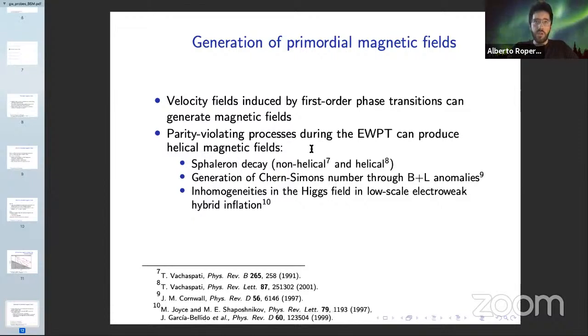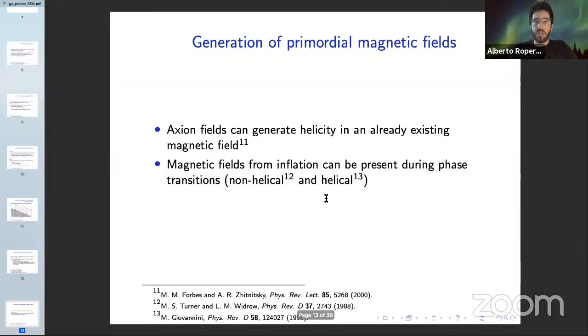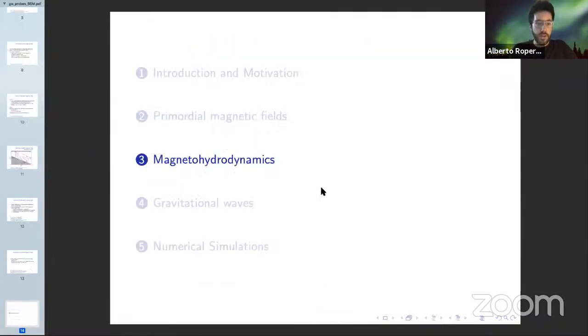We expect them to be helical. One way to obtain these magnetic fields, for example, would be due to the velocity fields that are induced by first-order phase transitions that have already been discussed in much detail. And since these would be strongly coupled to the magnetic fields, there could be a generation of magnetic fields coming from this hydrodynamical turbulence. And there are also other mechanisms that can generate magnetic fields and that can produce helicity that I'm also going to skip quickly due to time constraints, and I'm going to go now to the magnetohydrodynamic description.